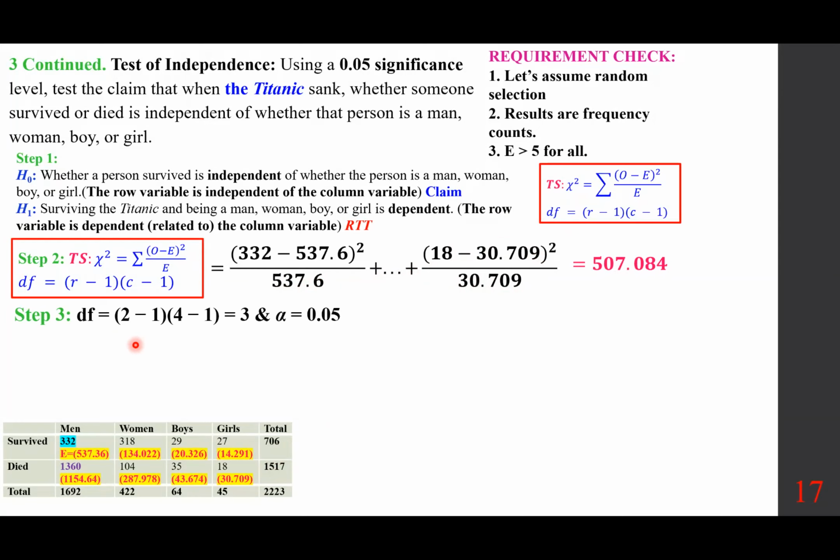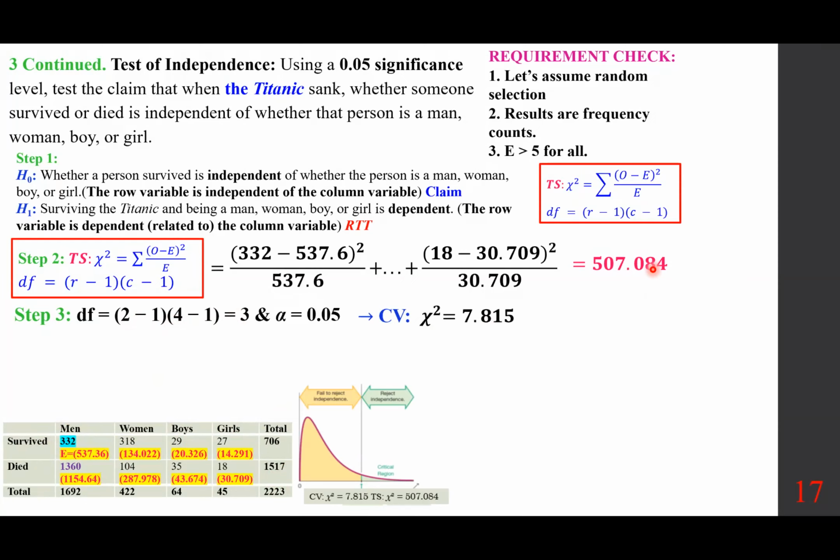The next step, what is the degrees of freedom? Degrees of freedom is R minus 1 times C minus 1, the number of rows minus 1 times the number of columns minus 1. So we have 2 rows, so 2 minus 1, and 1, 2, 3, 4 columns, 4 minus 1. Not the total. The total does not count, okay? So therefore, we have 4 different categories here, 2 different categories here. 2 minus 1, 4 minus 1 is 3, alpha is 0.05. And the critical value is chi-squared equals 7.815.